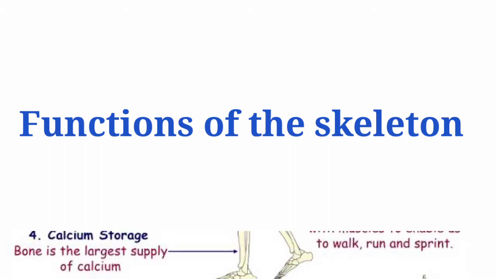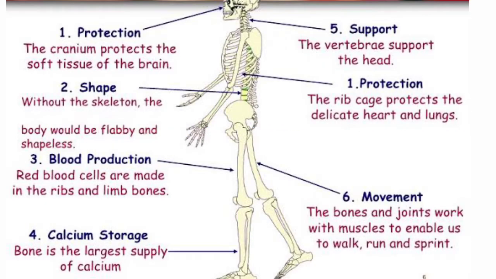So let's understand functions of the skeleton. Skeletal system in our body performs many important functions. The skeletal system provides support and gives shape to the body. Without bones, our body would just be a big mass of tissues and muscles. It protects the soft and delicate important organs of the body. Like the brain is protected by the skull, lungs and heart are protected by the ribcage. All those things you will learn in the next part.